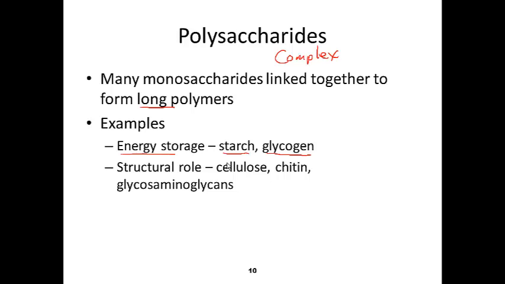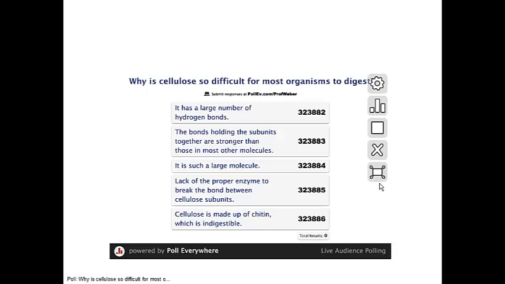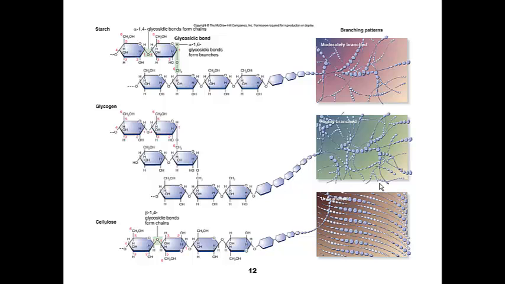In addition to their role in energy, polysaccharides are structural in nature. They can form the cell walls, for example, in plants and fungi. So cellulose is fiber. Why is cellulose so difficult for most organisms to digest? I want you to think about that question as we go through. And then of course you can rewind and go back.